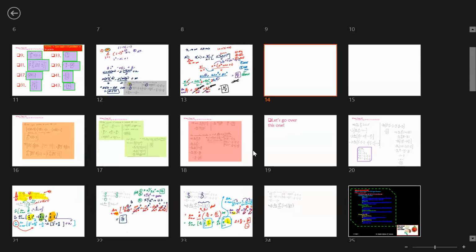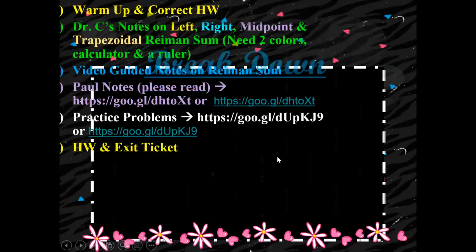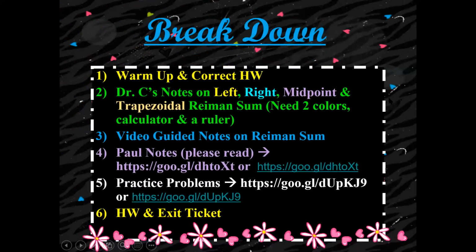And so today, this is a breakdown of what we're going to be talking about. Our notes today are going to be on the left, right, midpoint, and trapezoidal Riemann sum. So that's what we're going to be working on with 4 different examples. And then, of course, afterwards, you guys have 4 other examples that you can practice with on your own.